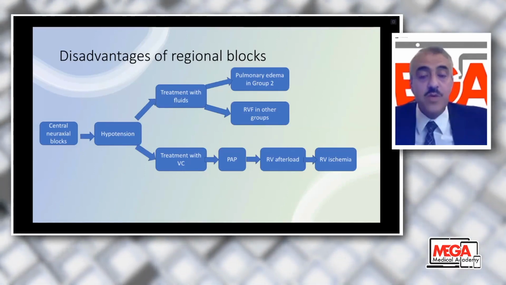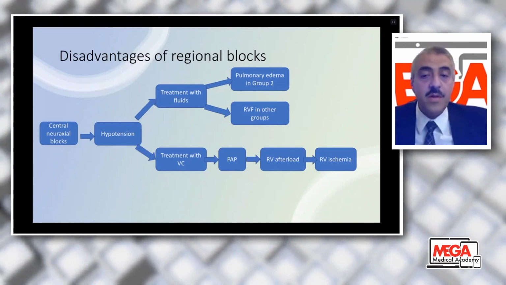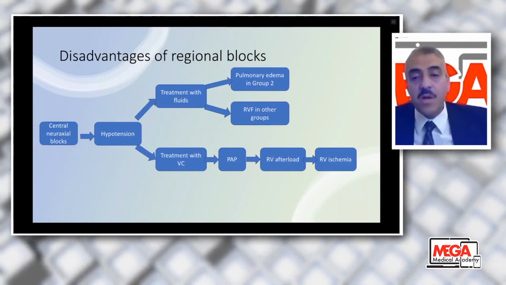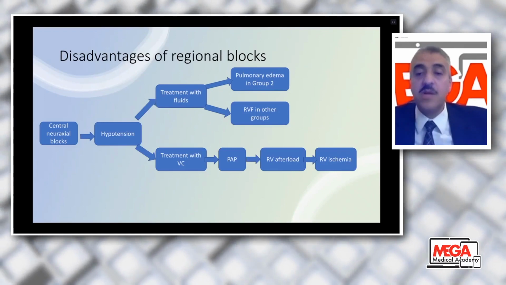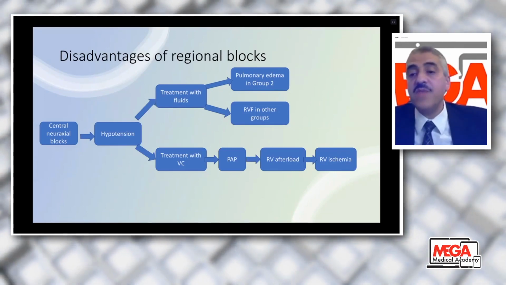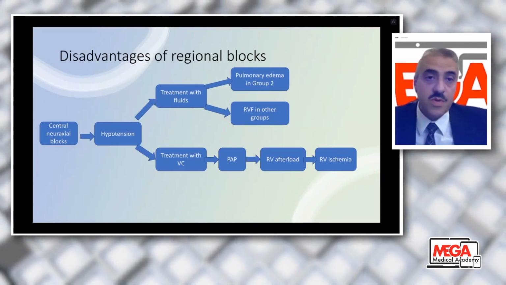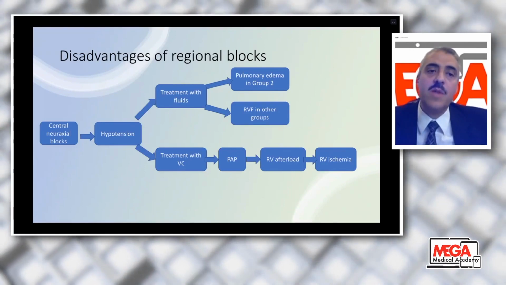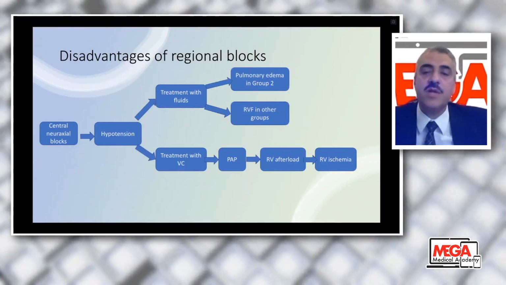Okay, let's treat the hypotension with a vasoconstrictor like epinephrine. Maybe the pulmonary artery pressure increases, right ventricular afterload increases, and right ventricular ischemia follows. So it is very difficult to maintain the blood pressure of this patient under regional anesthesia.